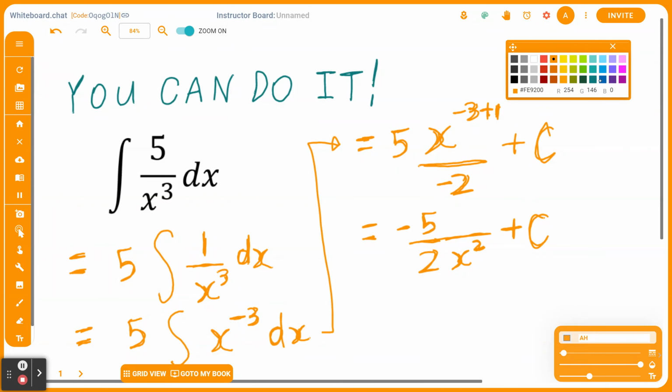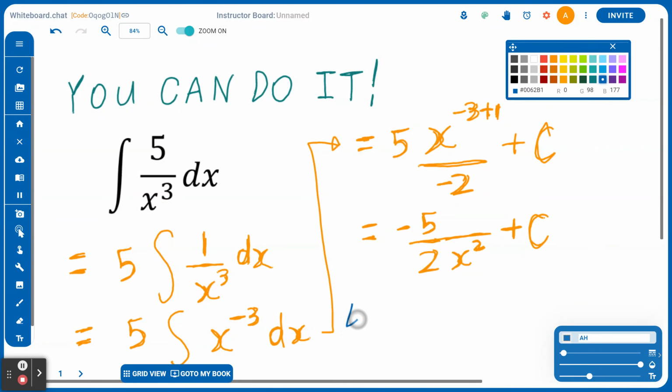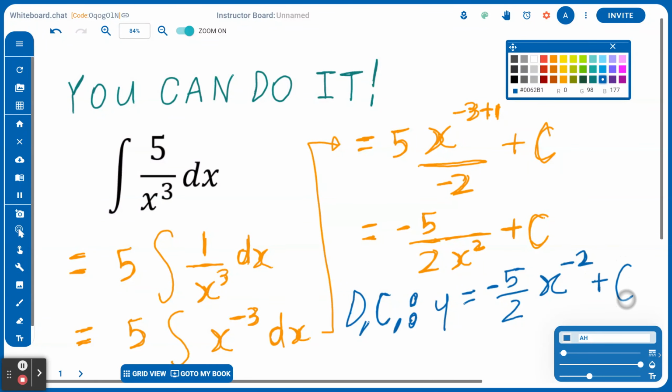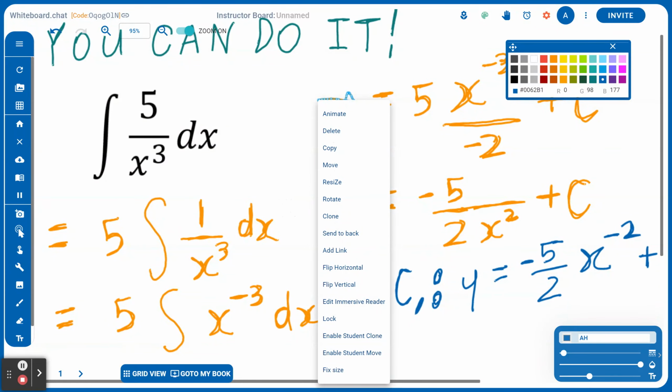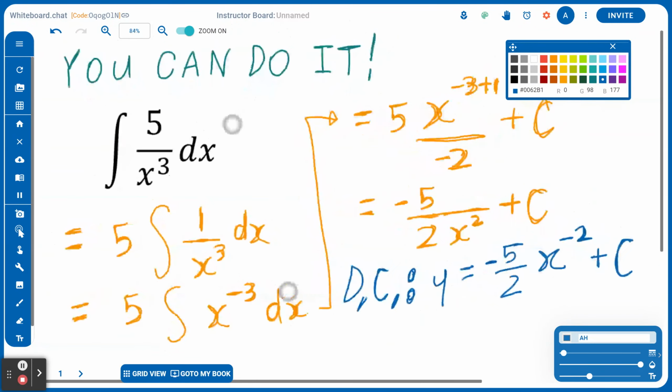Now again, how do we know if we're doing it right? Spend 1 extra minute, double check. DC stands for double check in this case. And all we're going to do is go back and say if y equals negative 5 divided by 2 times x to the power of negative 2 plus c, what happens when I find the derivative? Well, ideally, you should get the question back. So we're going to find out in a moment if this is true.